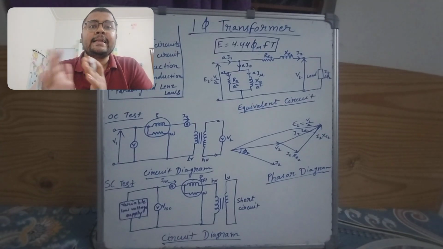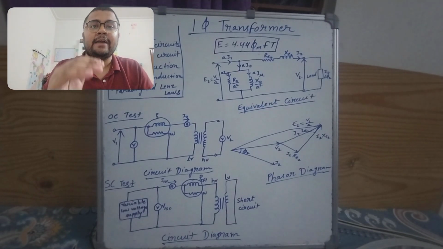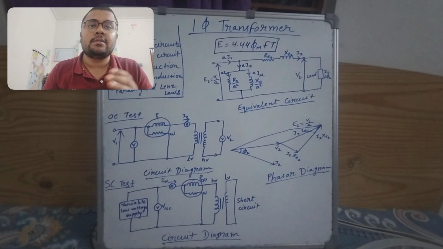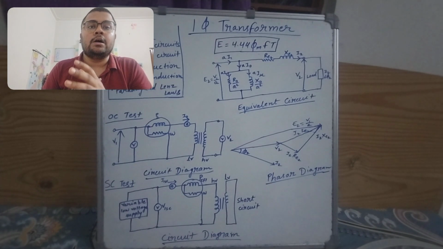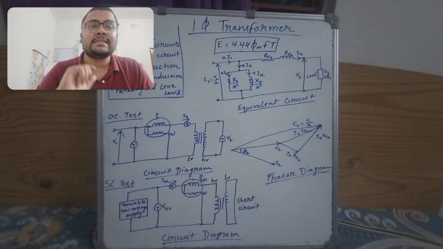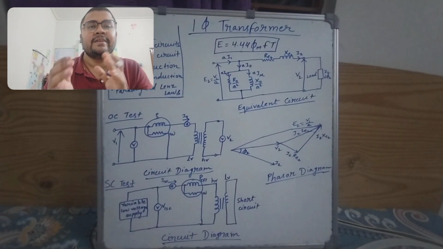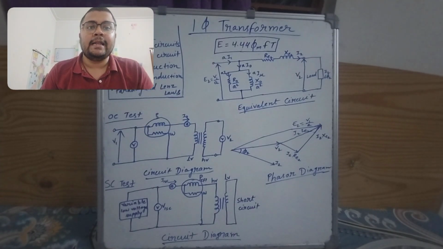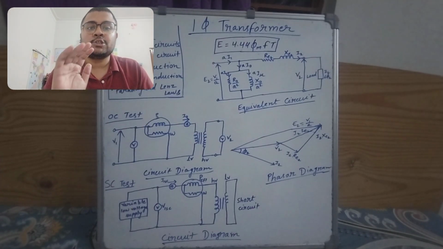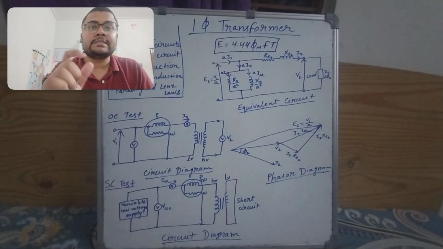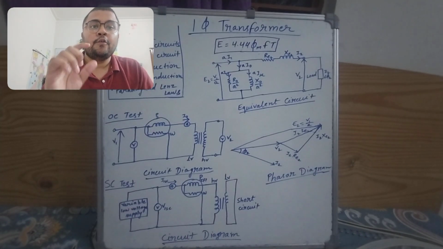Now for the segregation of these losses, we need some tests. These tests are known as the open circuit test and the short circuit test. There is another test known as the regenerative test or back-to-back test, which I have not covered here. You can see the diagram here. It is very simple: we have a voltmeter, wattmeter and an ammeter. In the OC test, we select the low voltage side for testing, whereas in the SC test we select the HV side.